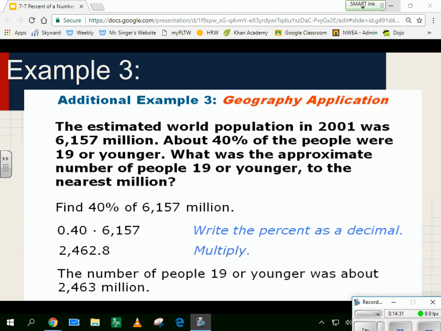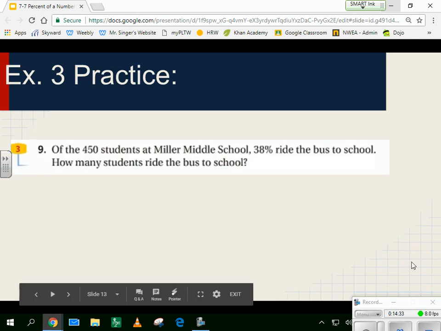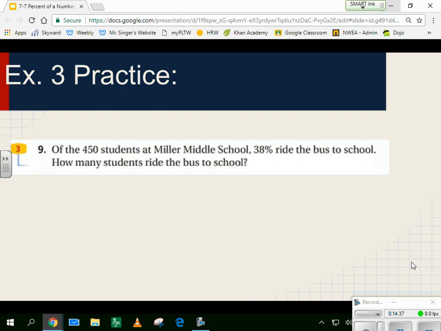Okay? Let's take a look at one that I want you to try on your own now. It says, of the 450 students at Miller Middle School, 38% ride the bus to school. So find out how many kids that actually is out of the 450. Good luck.